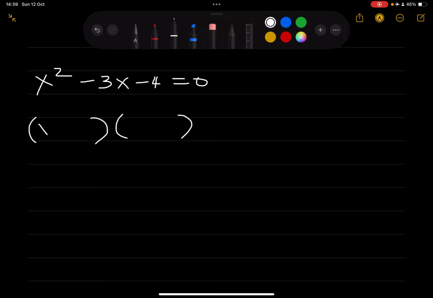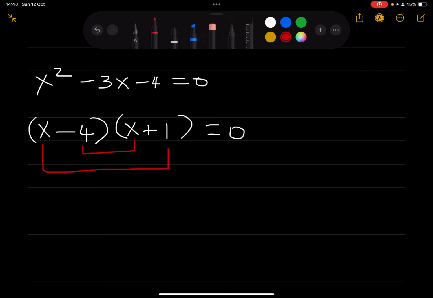x squared will break into x and x. And then minus 4 will break into minus 3 and positive 1 equals 0. The reason I chose minus 4 is so that I'll have minus 4x when I multiply here, and then here I'm going to have positive 1x. So minus 4 and positive 1 will give me the middle term.